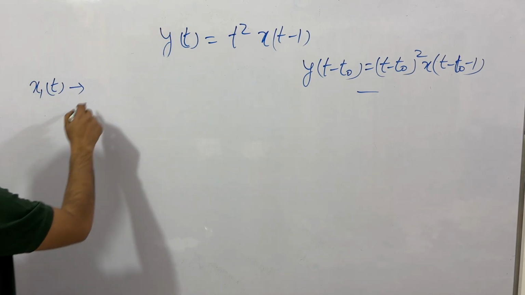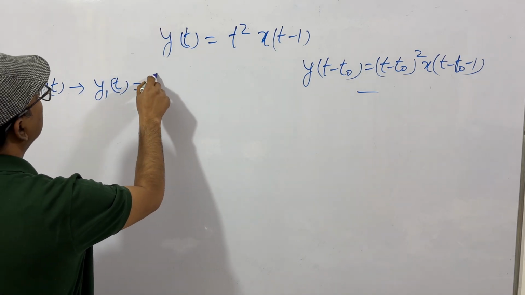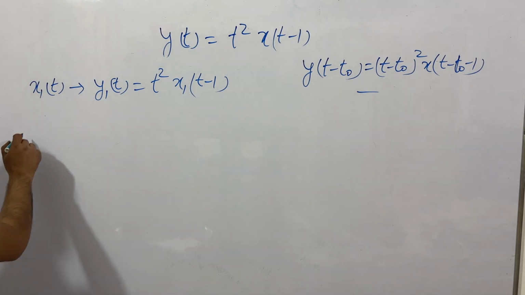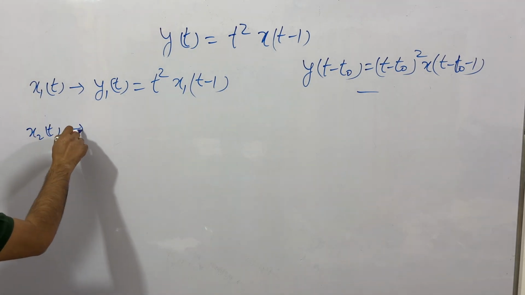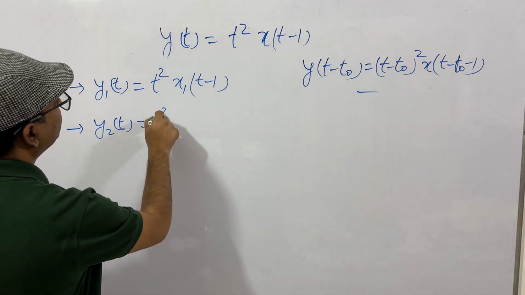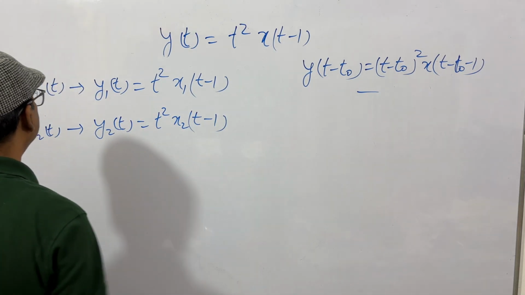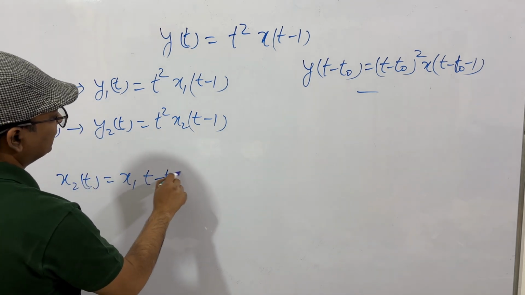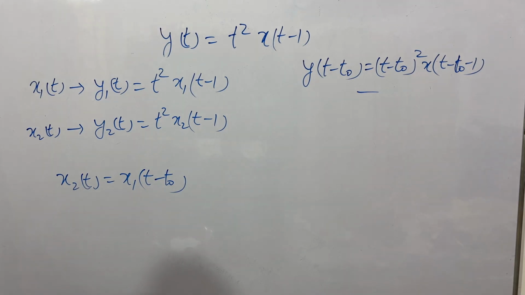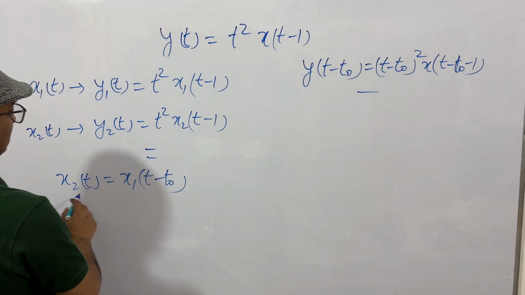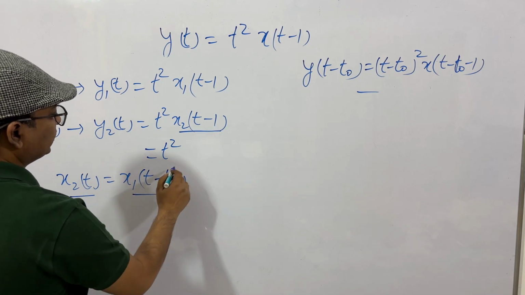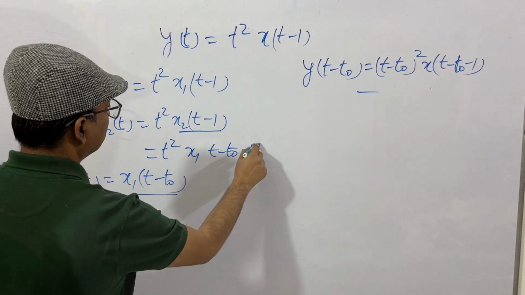For x1(t), what do we get? We get y1(t), which is equal to t square x1(t minus 1). Now let's say x2(t). Undoubtedly, y2(t) will be t square x2(t minus 1). What if x2(t) is basically a shifted version of this, x2(t) equals x1(t minus t0)? Then x2(t minus 1) means x1(t minus t0 minus 1).